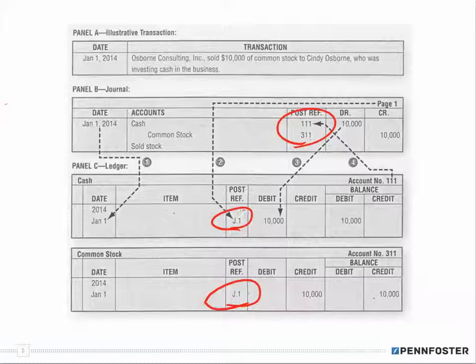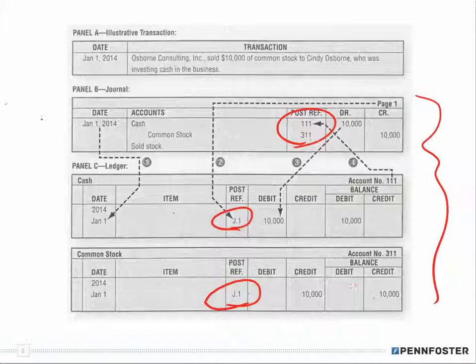If you didn't use the posting reference, you wouldn't be sure whether you posted those entries, and you'd have to be looking, which is inefficient. You're wasting time, when you could have just written the posting references in. So now you have to be looking around to see if you posted these entries or not. Now this seems kind of ridiculous when you're only looking at one entry in two ledger accounts.